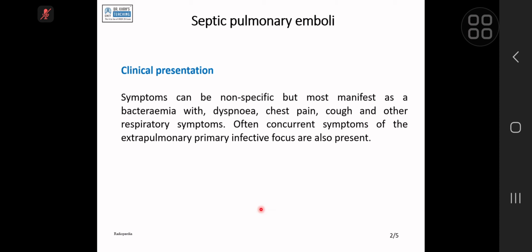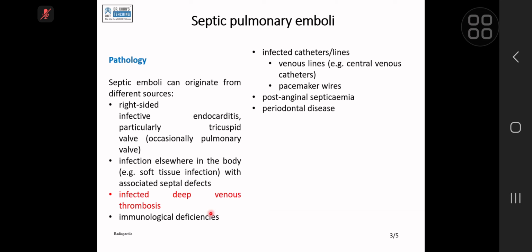So the patient will have things like dyspnea, chest pain, cough, etc., and other manifestations of an extrapulmonary primary infective focus will be visible. And this is a classical exam case, and it has come in the exam quite a few times. Similar cases, I mean to say. Now, source of infection is what we are talking about.